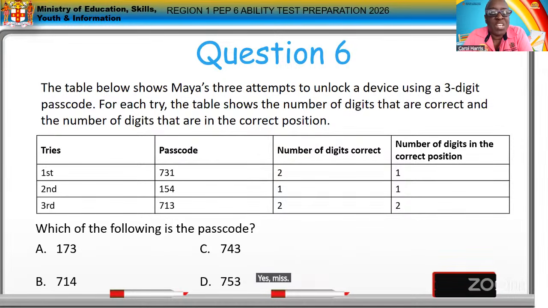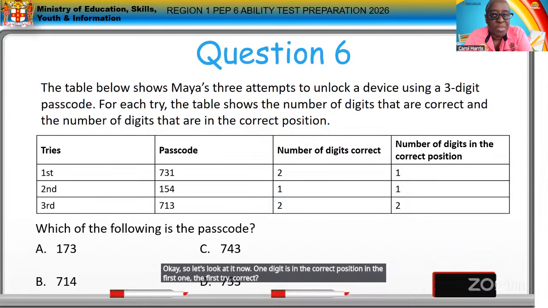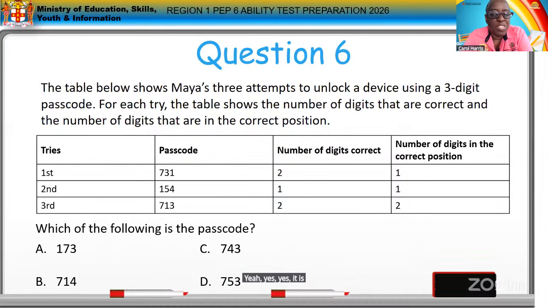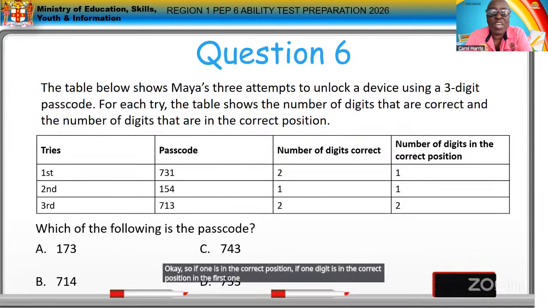One digit is in the correct position in the first one, the first try, correct? Yes, miss. Okay, so if one digit is in the correct position... No, one is in the correct position. Oh, yes. Okay, so if one digit is in the correct position in the first one, let us look carefully now.